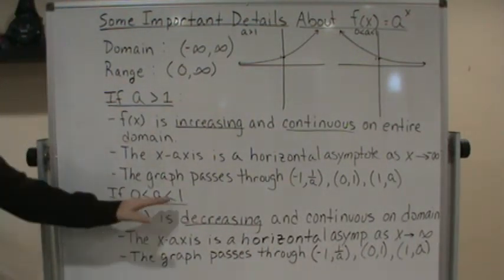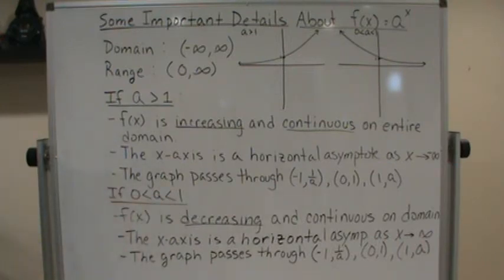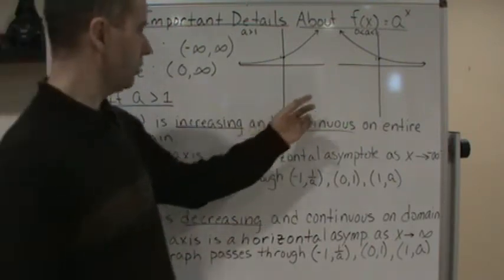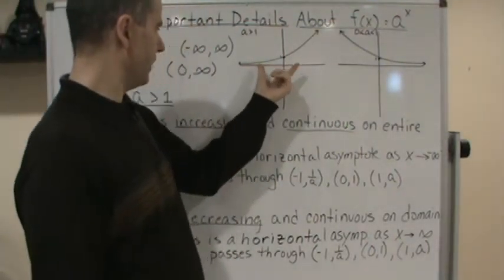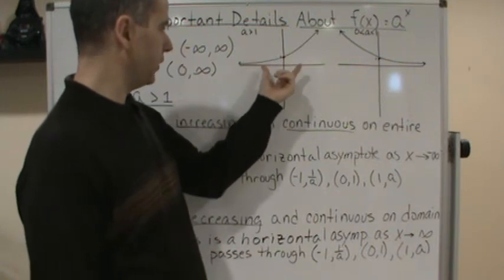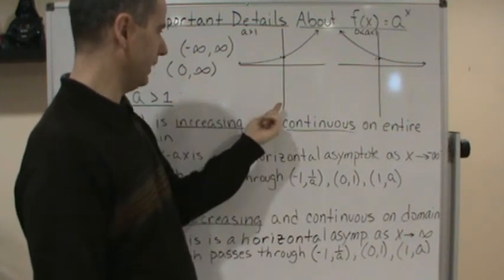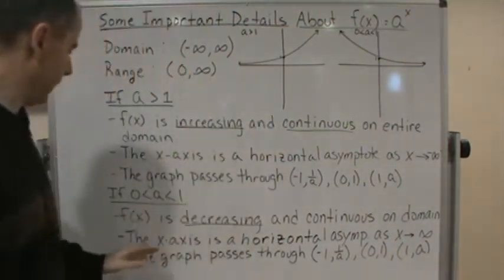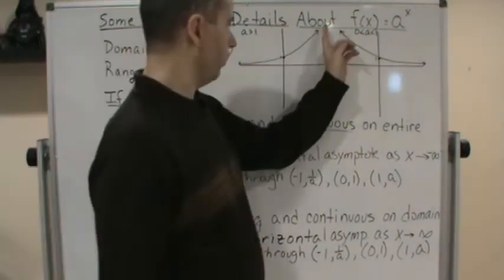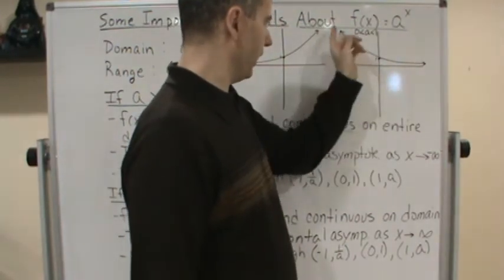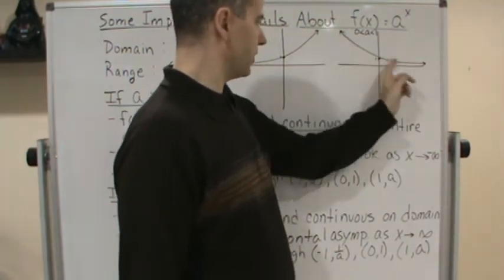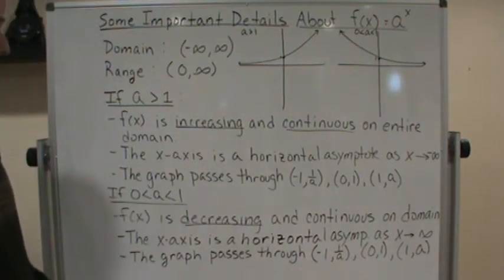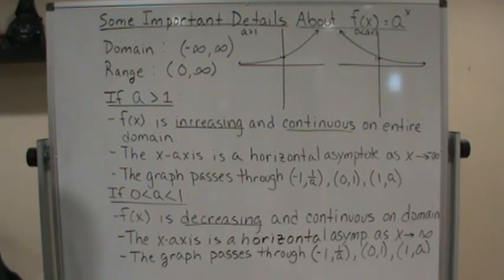Now, what if a is between 0 and 1? Well, then f of x becomes a decreasing function. Notice this becomes a reflection across the y-axis. So if a is greater than 1, we've got this. But between 0 and 1, it's still continuous, but it becomes a decreasing function on the entire domain, the entire x-axis.